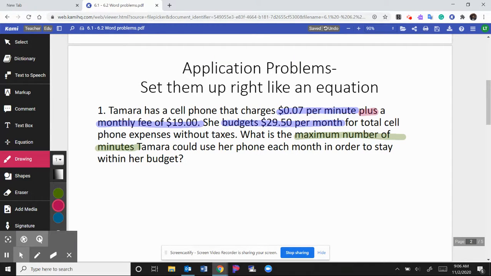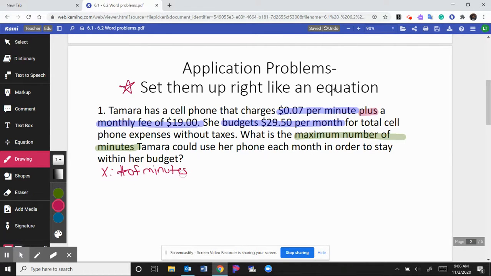All right, so hopefully you actually paused the video and highlighted your key information. This is what I highlighted. So we have here 7 cents per minute plus a monthly fee of $19. She budgets $29.50 per month, and I want to know the maximum number of minutes. So I had up top here that we are going to set these up right like an equation. We still need to define our variable. The question's asking the maximum number of minutes.